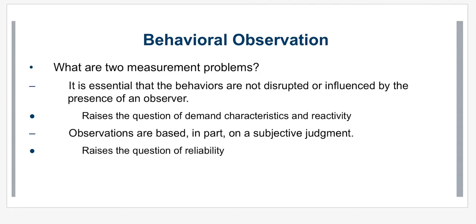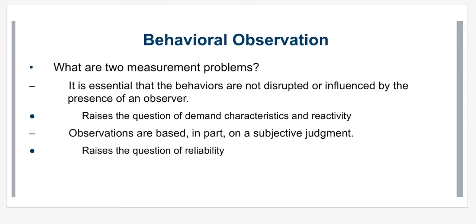Again, for descriptive research, we are only describing, we are not explaining or anything like that. So behavioral observation, what are the 2 measurement problems? What are the problems with behavioral observation? So one main problem is that behaviors need to be occurring naturally. We don't want to disrupt them or influence them by having an observer there. So that obviously raises questions of demand characteristics and reactivity that we talked about in chapter 3. Basically the participants acting unnaturally, changing their behavior because they know they're being observed. Obviously that is a problem, right?